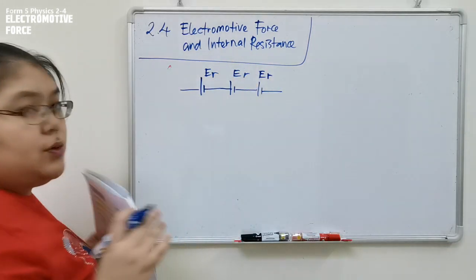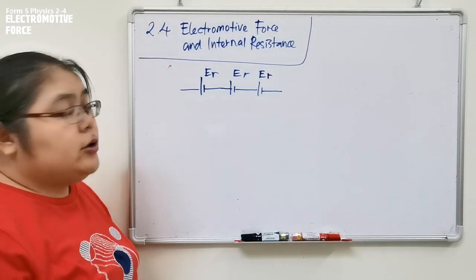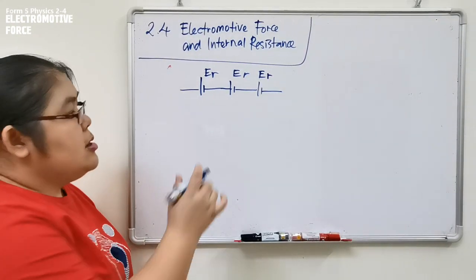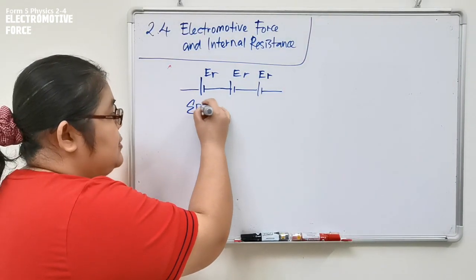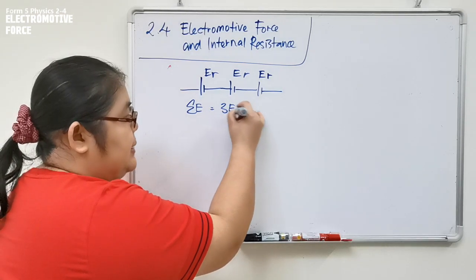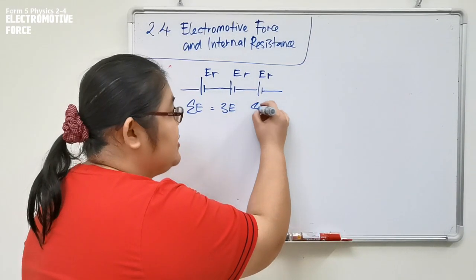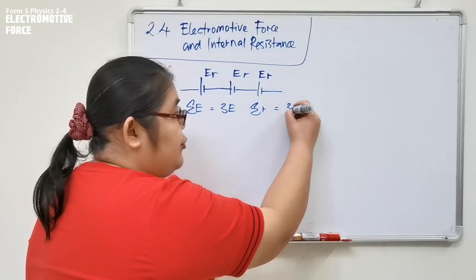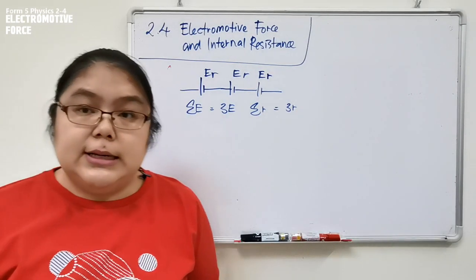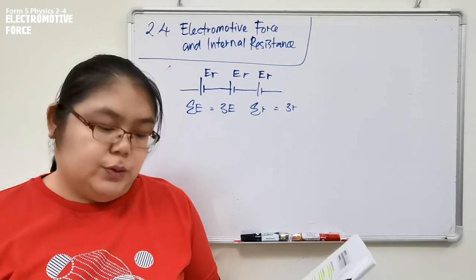Okay, in series. The potential difference is shared, is it? So total E is 3E. If you say total resistance, how much is it? It's 3R. Okay, this one is in series, so we can add them together.